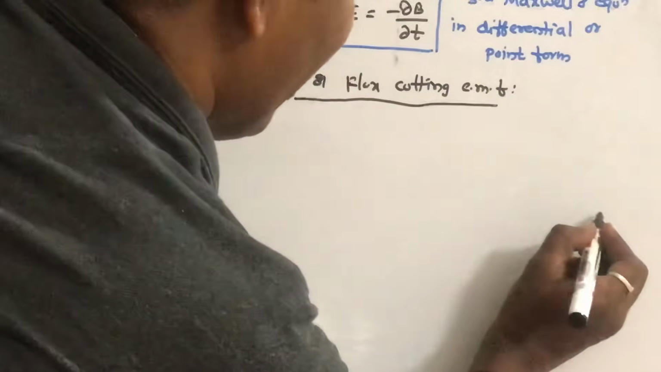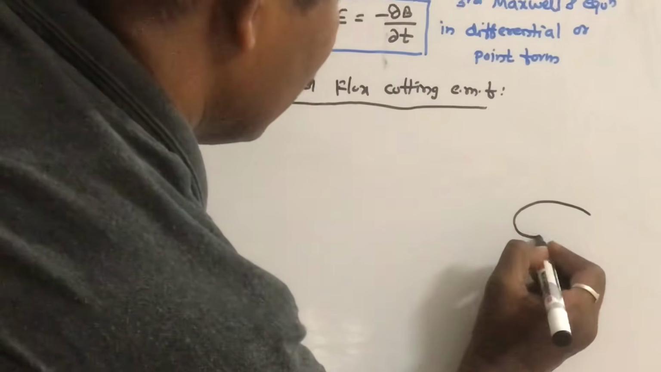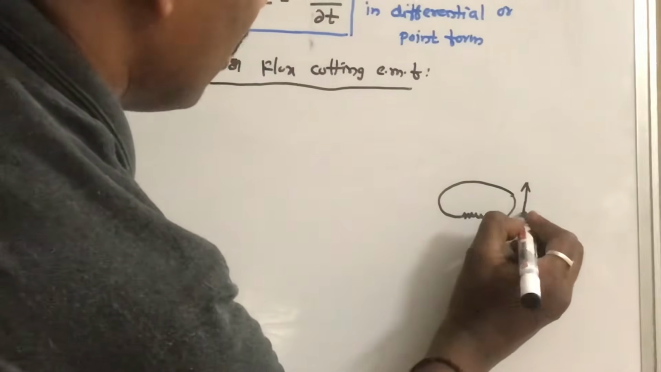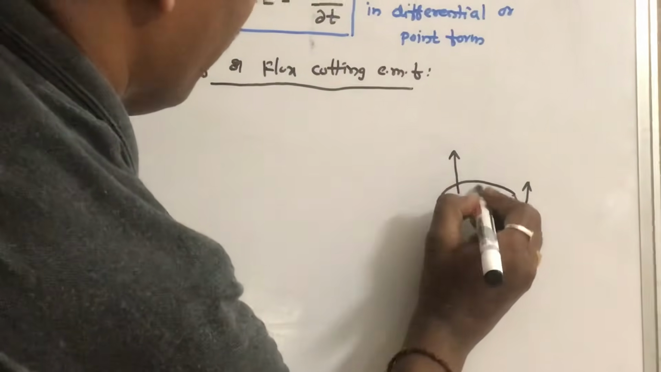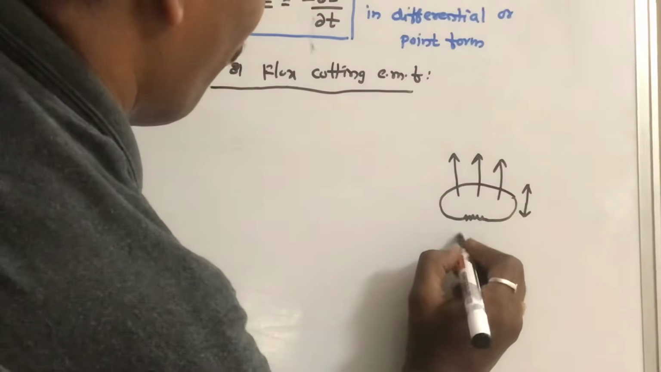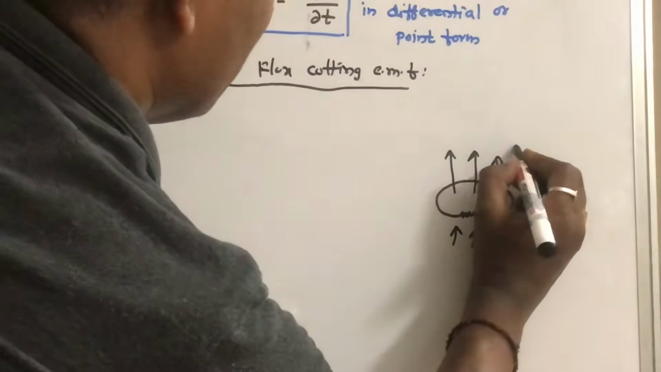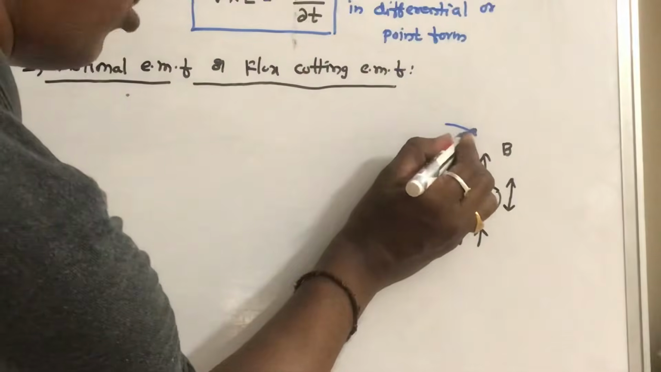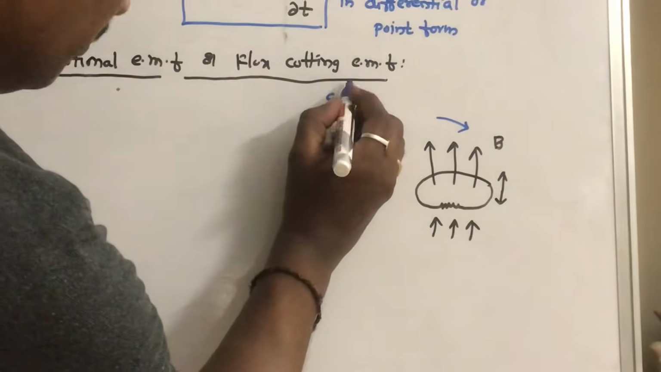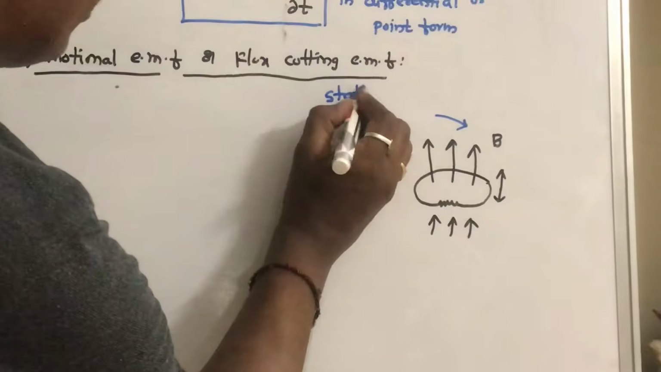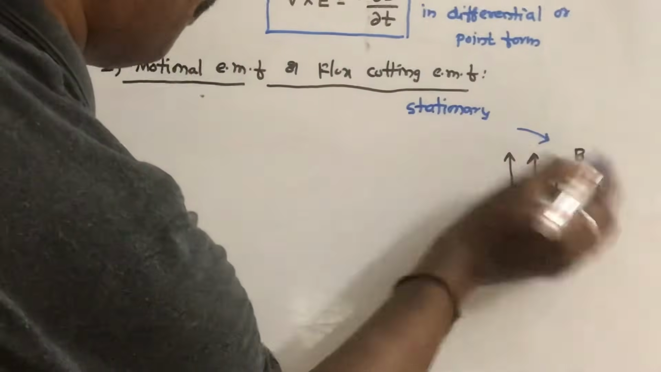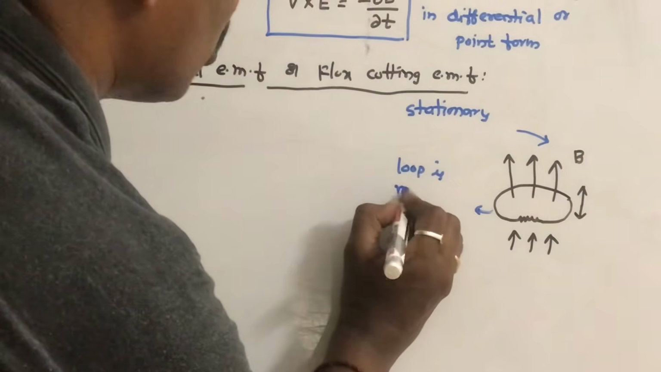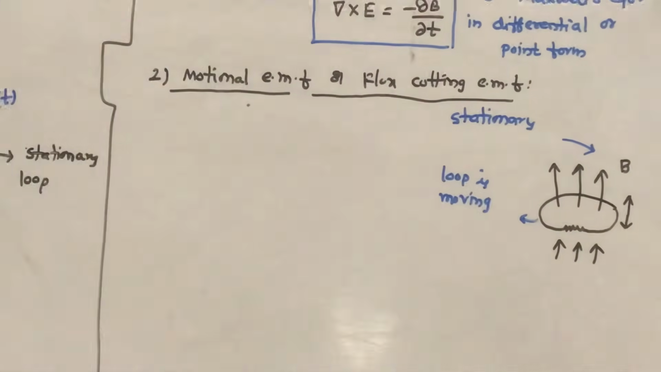For example, if you take a loop like this, if this loop is moving in the magnetic field, a stationary magnetic field, what you have to write? The magnetic field is not B of t. The magnetic field is stationary, that is constant, and the loop is moving, as motional indicates.